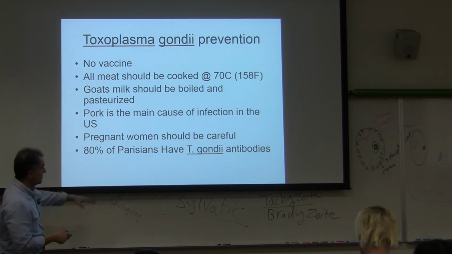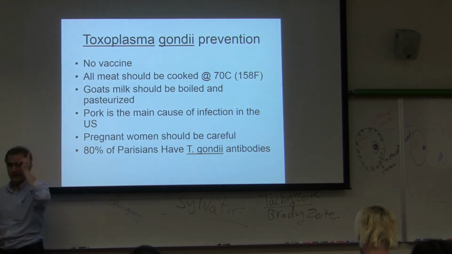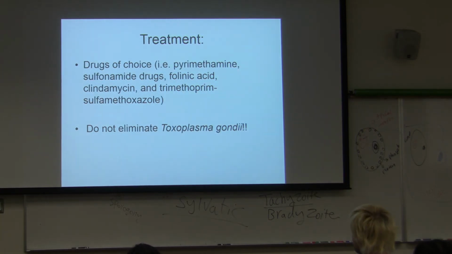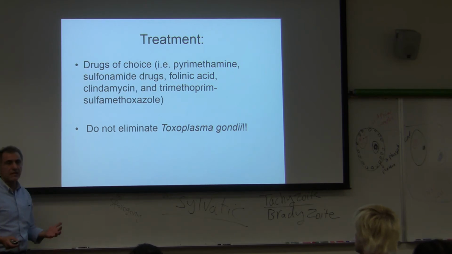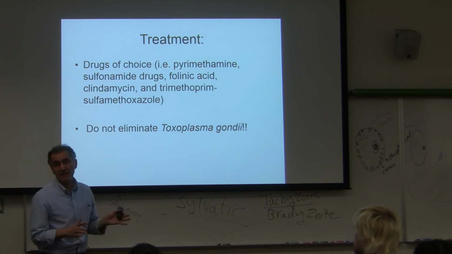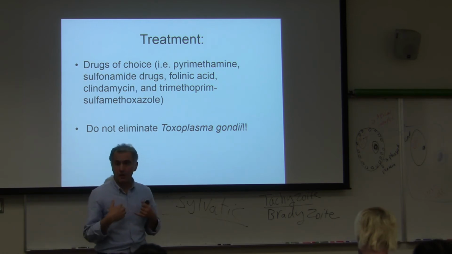80% of Parisians, people who live in Paris, have Toxoplasma gondii antibody. 80% in Paris. The rest of the world is 50%. There are so many cities. Treatment, the drug of choice, as I said, is clindamycin. Do not worry about the other one. You never eliminate it. Even if you take drugs, antibiotics, clindamycin, you never get rid of it. You have it for life. Remember, a person who gets it has it for life.